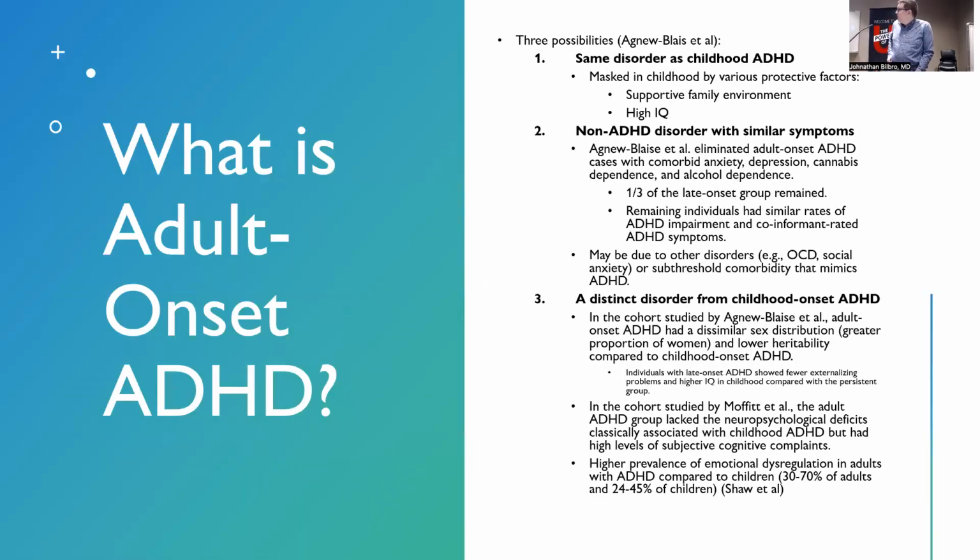So again, the final question becomes, well, what really is adult onset ADHD? There are really three main possibilities here. Possibility one is that it's the same disorder as childhood ADHD, but for whatever reason, it either didn't really present until adulthood, or there was a delayed diagnosis. It could be masked by certain protective factors, like environmental factors.